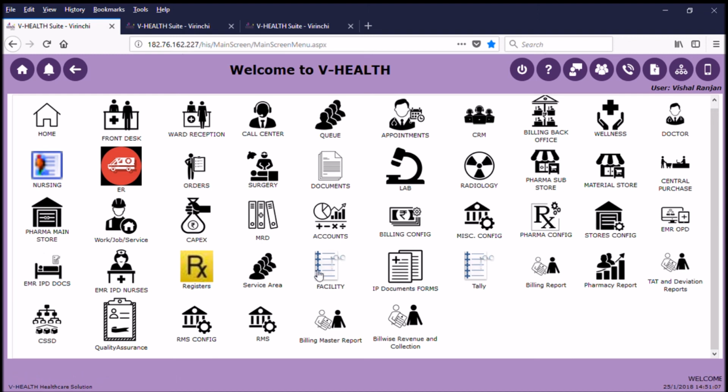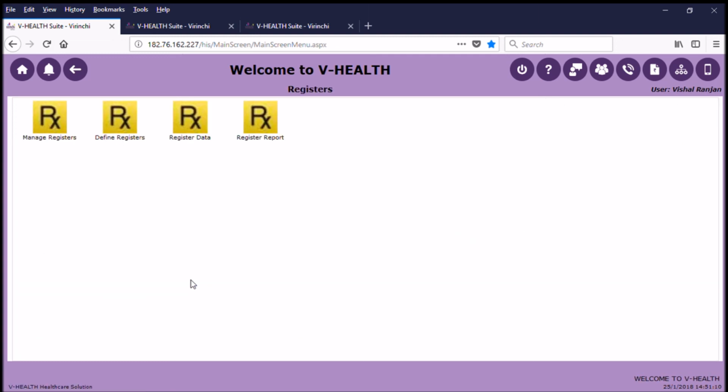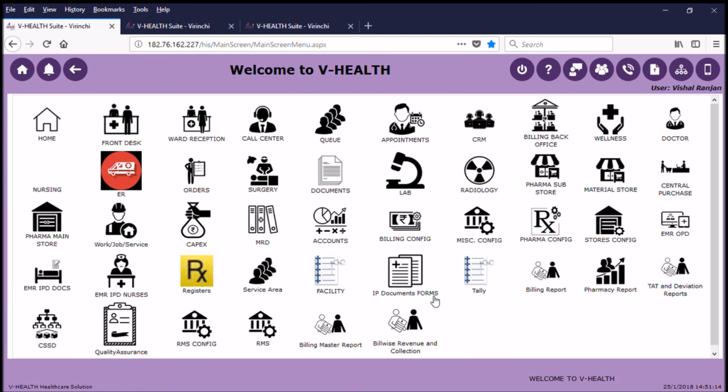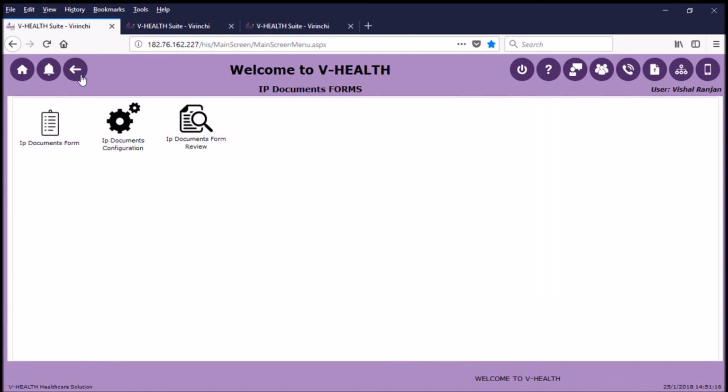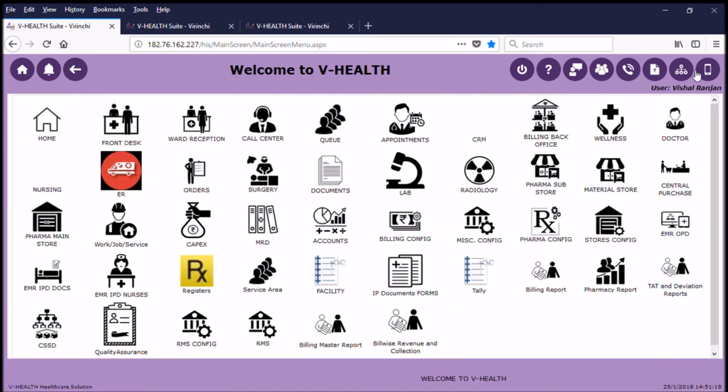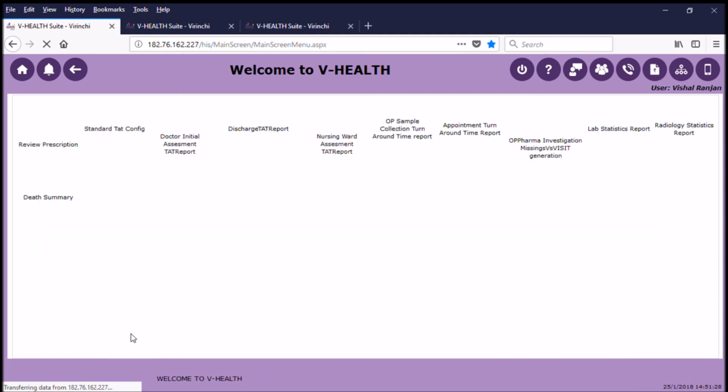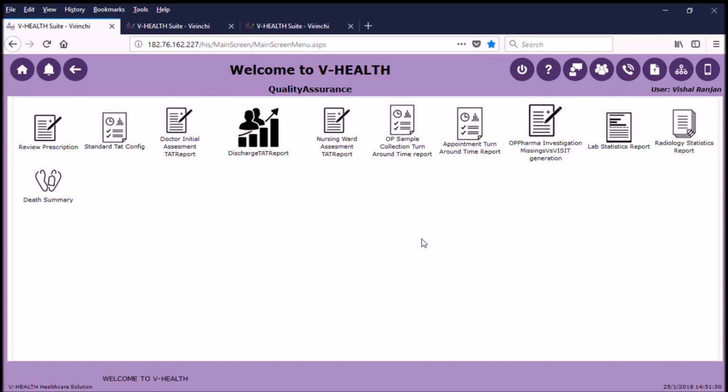Additional modules that you see here around patient registers, around operating documents, around SOPs, process charts, wellness, and associated quality processes ensure that the electronic medical record that we achieve conforms to the highest quality of patient care.